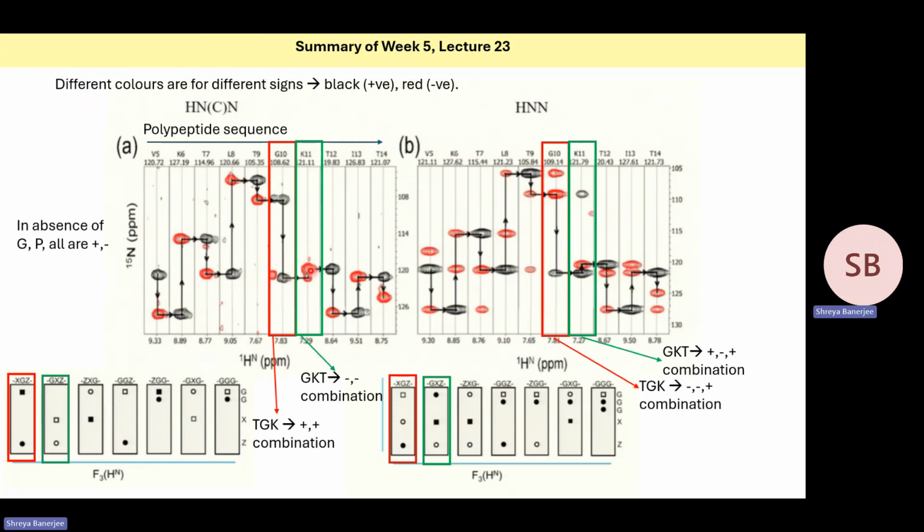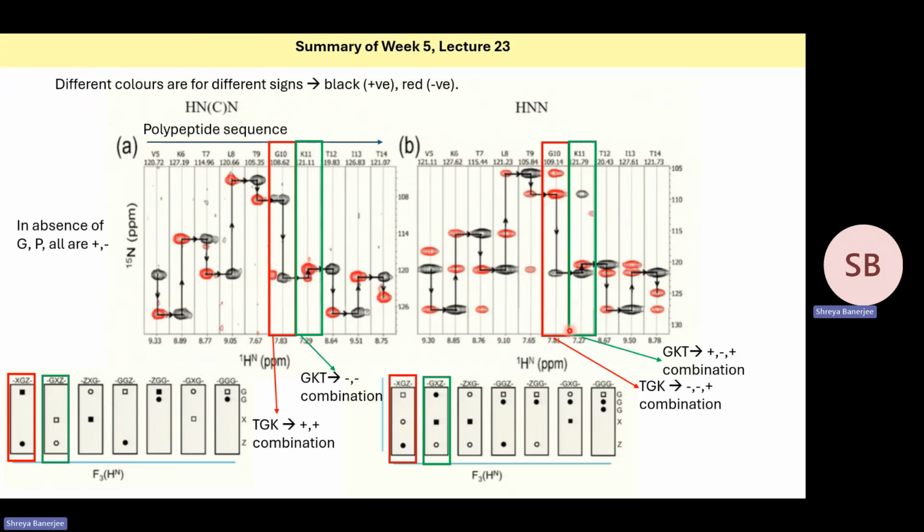Then you move to the next amino acid, lysine. So the sequence here is GKT, and you have glycine in the first position. When glycine is in the first position, both peaks are negative. Indeed, you can see both peaks are red, that is negative. So this is how glycine helps you, because the moment you see this cross section, you will know it's a glycine. And by looking at the sign combination, you will even be able to predict whether that glycine is in the middle position or in the first position, and so on.